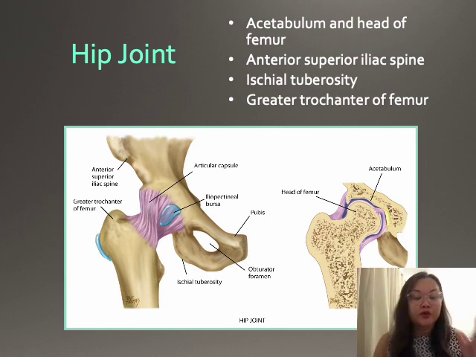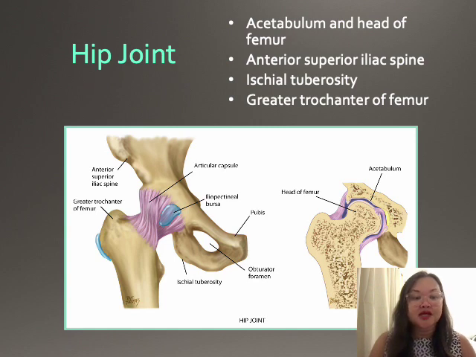So when you are doing your assessment, you can actually palpate these bony landmarks, and this is going to help guide your examination. You can actually feel the entire iliac crest from the anterior superior iliac spine to the posterior. You can feel the ischial tuberosity, which lies just under the gluteus maximus muscle, and it's palpable when you have your hip flexed.